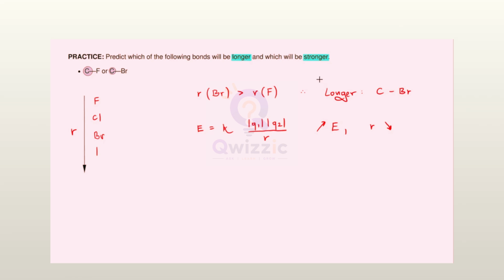Based on our previous answer, if the longer bond is C-Br, then the shorter bond, which is also the stronger bond, will be the carbon-fluorine bond.